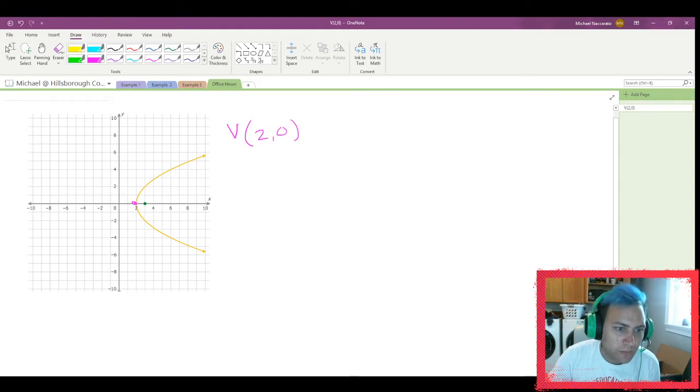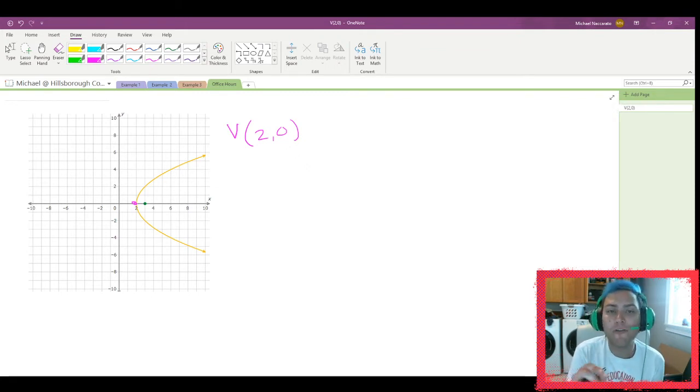They also gave me this point right here that's the focus. I don't really care what point the focus is at. What I care about is how far the vertex is from the focus, or how far the vertex is from the directrix. The directrix would be the line that goes like that.